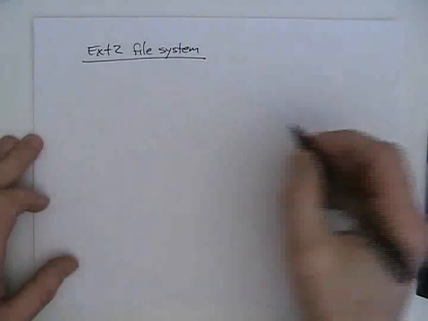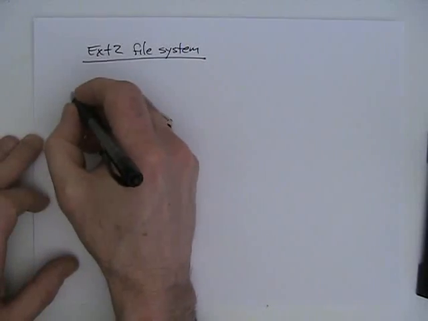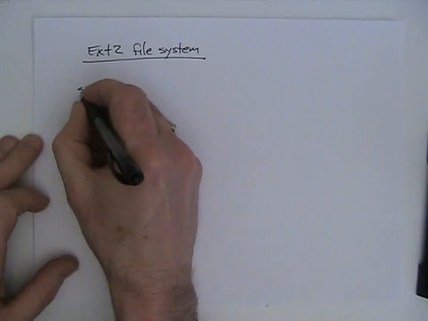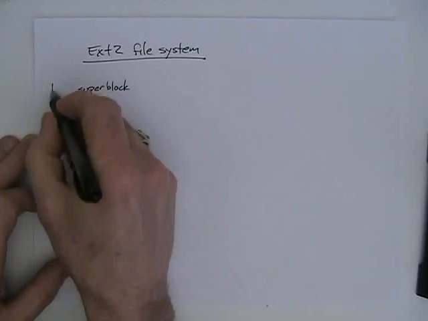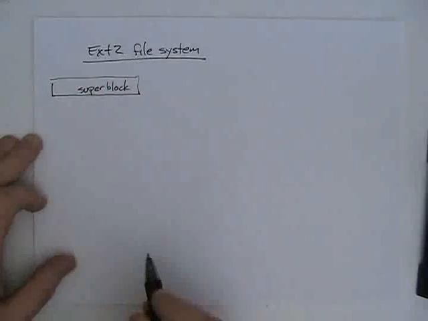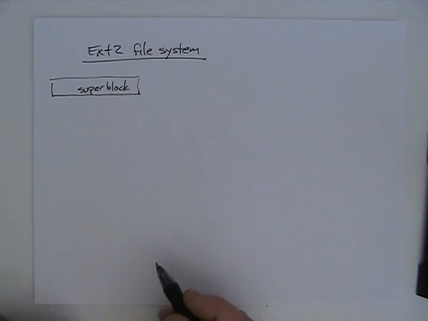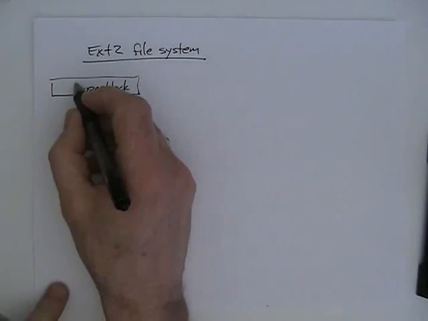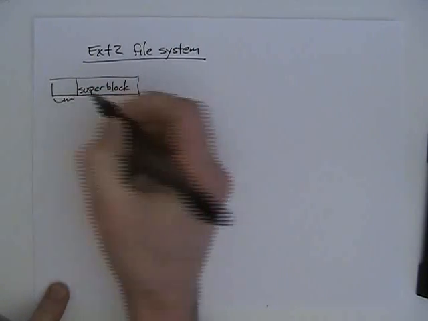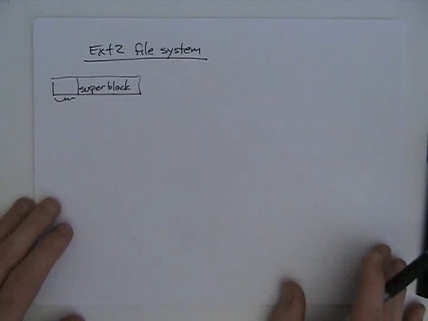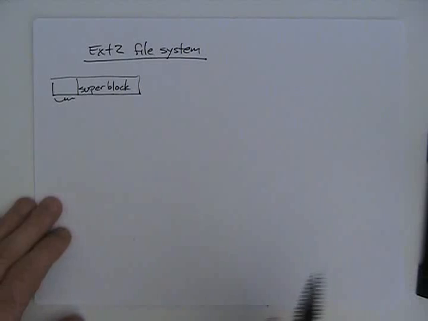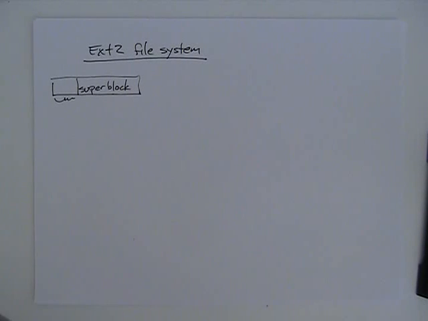So the file system is organized into, first, a superblock, which is found at the beginning of the file system. It turns out they leave the first part of it blank for historical reasons having to do with DOS boot blocks. And it contains all the parameters for the file system.